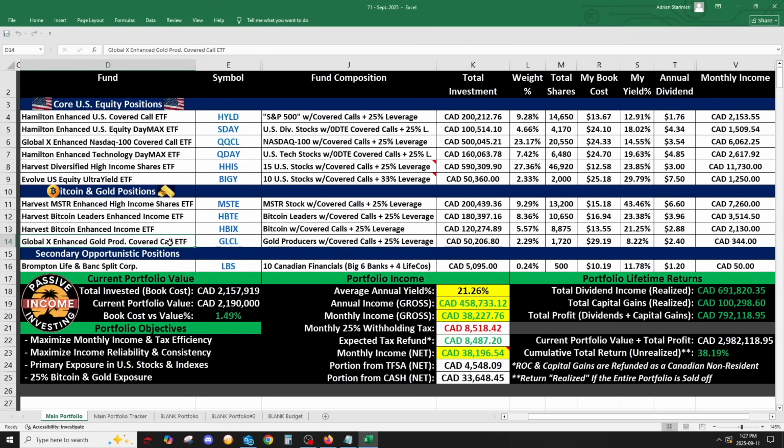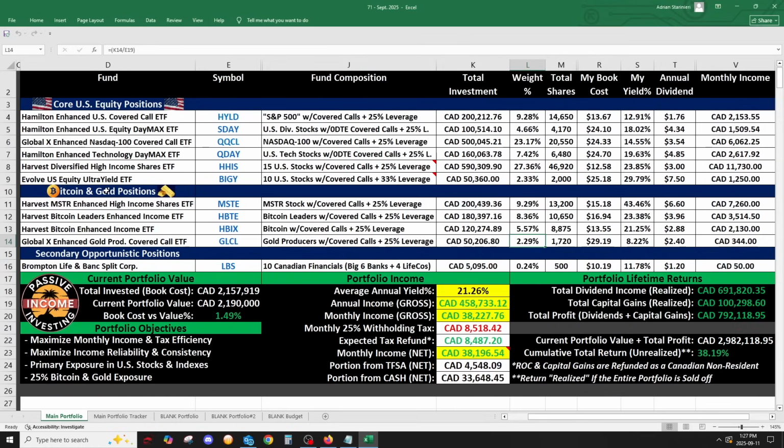No one else has this, right? It's CI. Hamilton has one. Obviously, there's GLCC. None of those had leverage. This is the first one that actually has covered calls and leverage. You guys know that's the format I like. So I decided to put 50K in here, which seems like a lot, but it's only 2.29% of the portfolio.